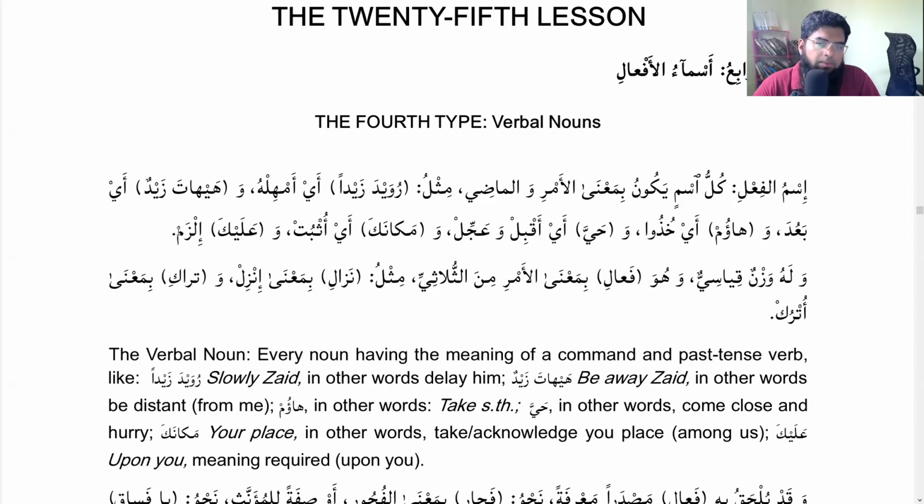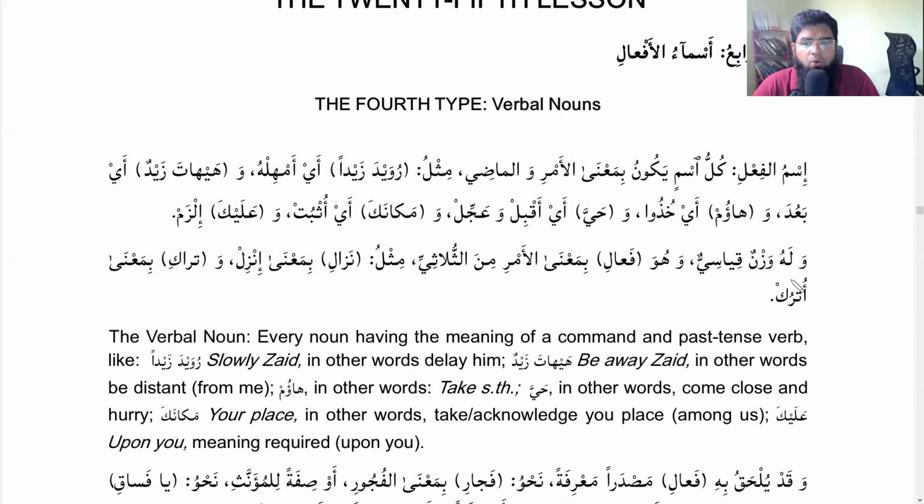وَلَهُ وَزْنٌ قِيَاسِي. These are all sama'i, no? There's no rule like that. You just have to memorize them. It has qiyasi also, that is fa'ali. بمعنى الأمر من الثلاثي. It's like a command from three-letter verbs.